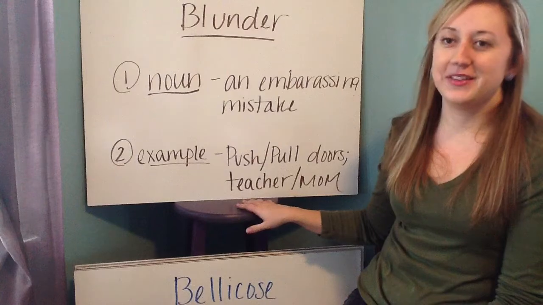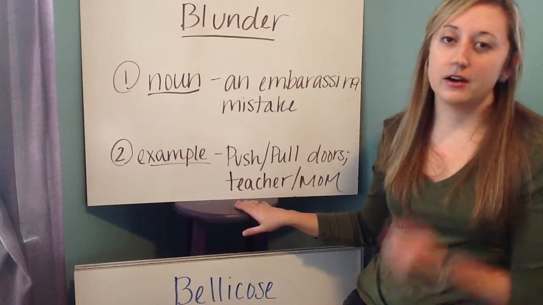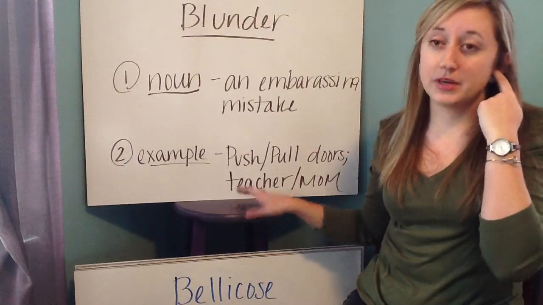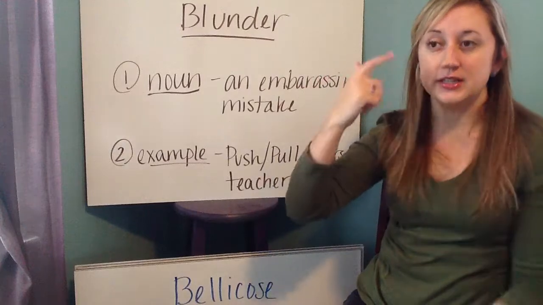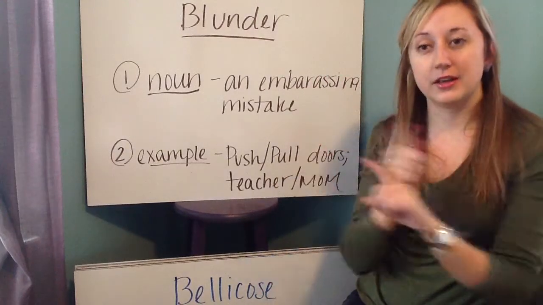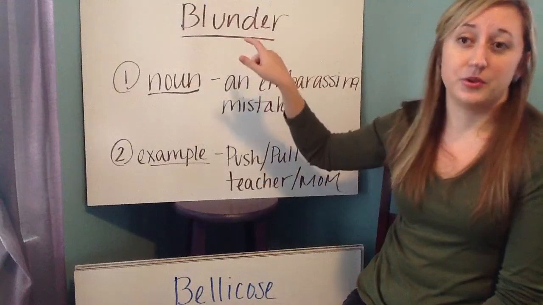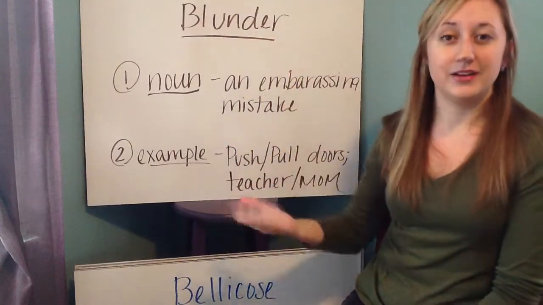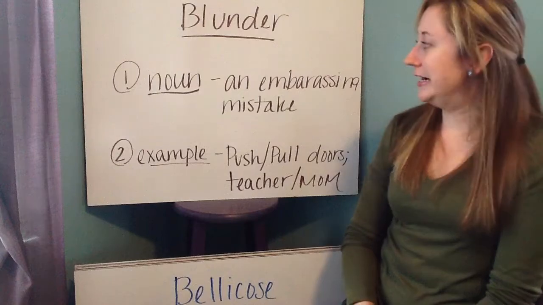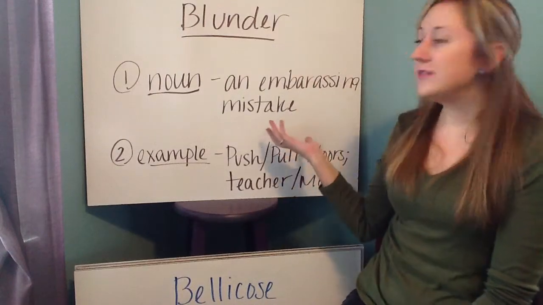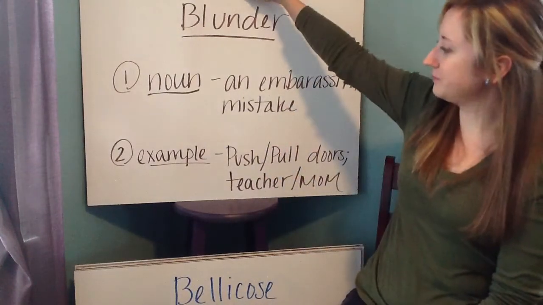Also, someone was telling me the other day that they accidentally called one of their teachers mom, because they call their mom's name so often, and then they also call their teacher's name so often that they got the two interchanged. Okay, so that was a blunder for that student. They felt very embarrassed that that is something that they had done. So blunder is just another way of saying that you've made a mistake.